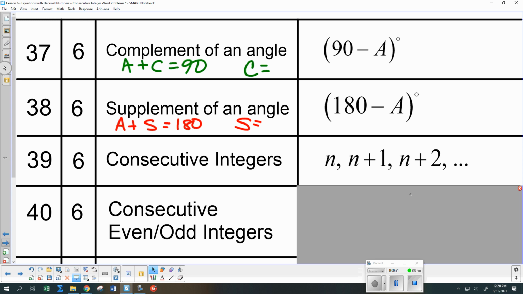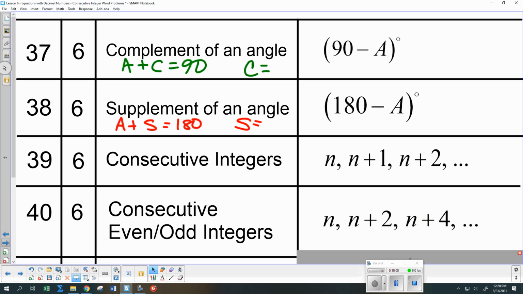Consecutive odds, 11, 13, 15. Negative 3, negative 1, positive 3. I still pick one odd one to start, and then every other one. So I'm still adding 2. The difference is, to be even, the first one has to come out to be even, and to be odd, the first one has to come out to be odd. If the problem says find consecutive odds, and your work says the first one is 4, then you know there's either you made a mistake, or there really are no answers.